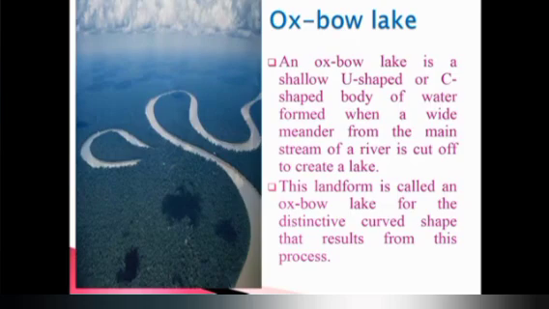So what is meant by oxbow lake? An oxbow lake is a shallow U-shaped or C-shaped body of water formed when a wide meander from the mainstream of a river is cut off to create a lake. This landform is called an oxbow lake. Students, here we can see the picture of oxbow lake.